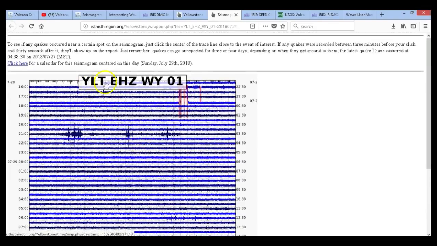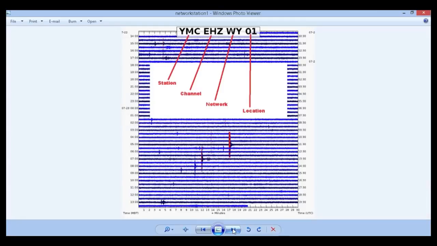Now, if you're wondering what these letters here mean, YLT, EHG, WY, and 01, I will actually explain that right now. To start off, every seismograph in the world is connected to a network, even if only one seismograph is connected to the network in question. In order to retrieve seismic data for analysis from IRIS, which I'll show you how to do in part 2, you must at the very least know which station from which network you want.